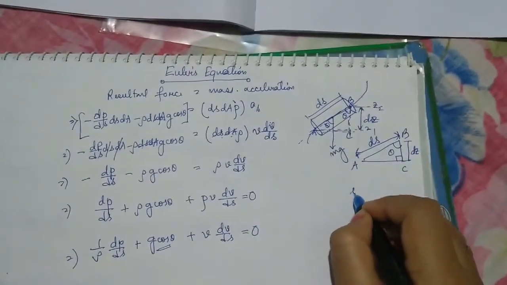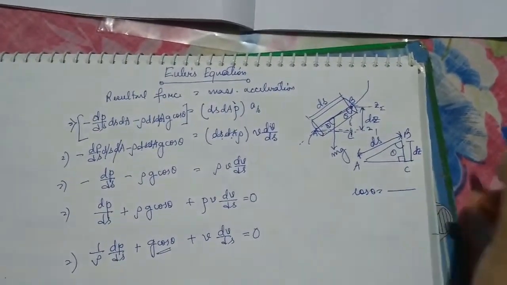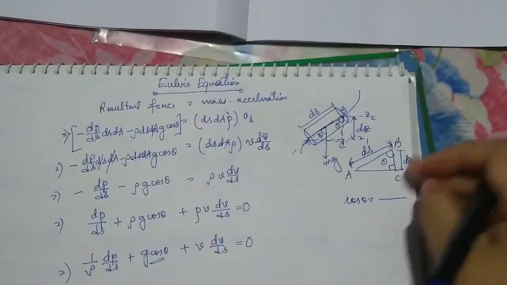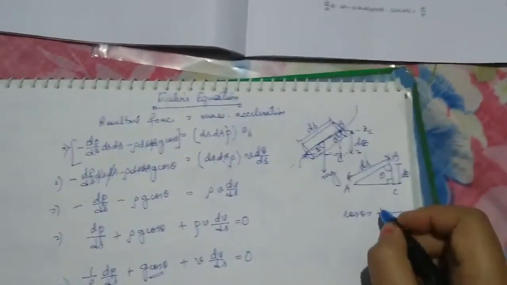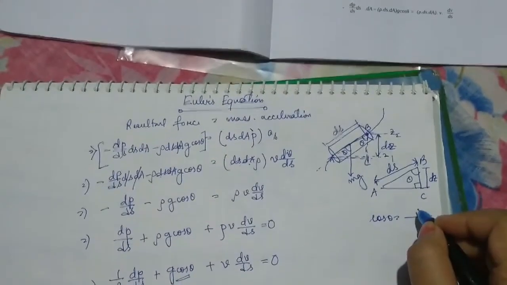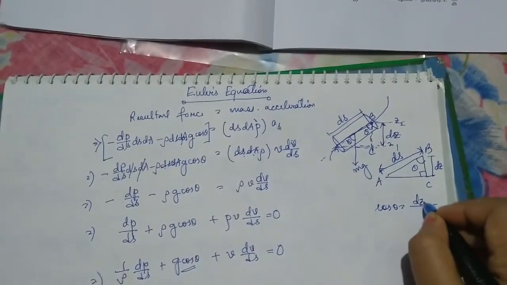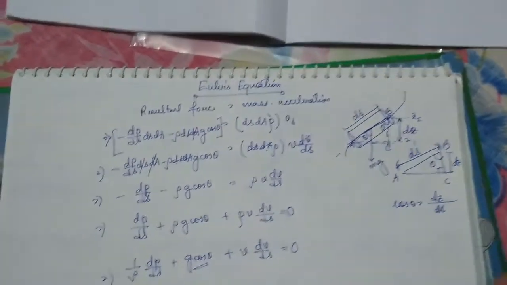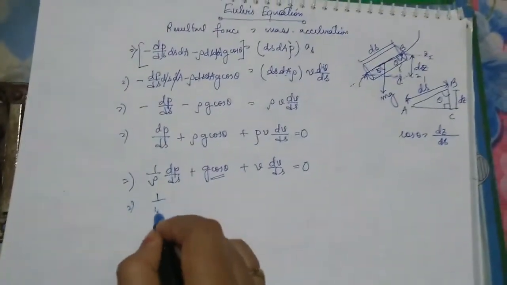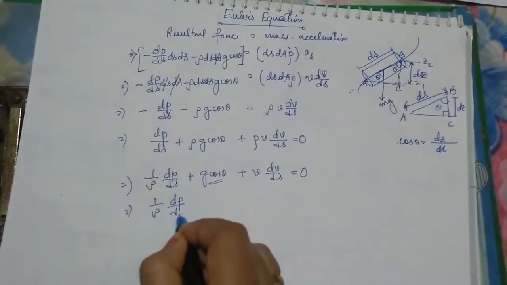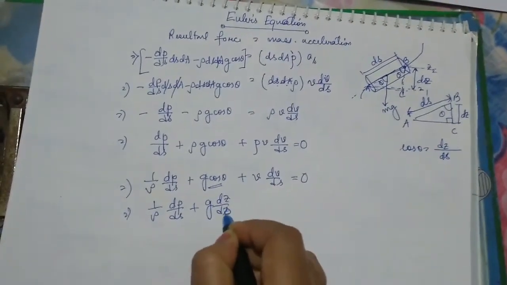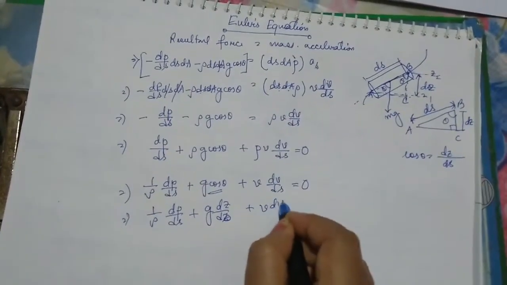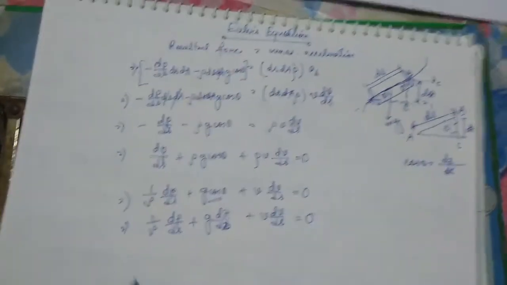So from this what we get? Cos theta is nothing but b by h, means base by hypotenuse. What is the base here? It is dz. And what is the hypotenuse? It is ds. So it will be dz by ds. So can we put this value here? Yes, definitely we can use. So (1/rho) dp ds, plus g dz ds, plus v dv ds equal to 0.